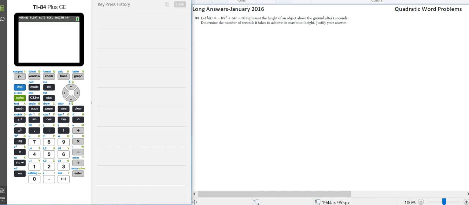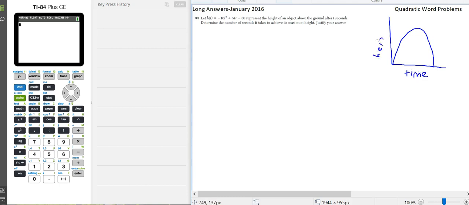Let h of t equal negative 16t squared plus 64t plus 80 represent the height of an object above the ground after t seconds. Determine the number of seconds it takes to achieve its maximum height and justify your answer. Let's say the graph of this looks something like this, where the x-axis represents time and the y-axis represents height. We're looking for at what time this maximum value occurs.